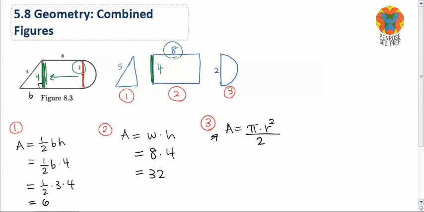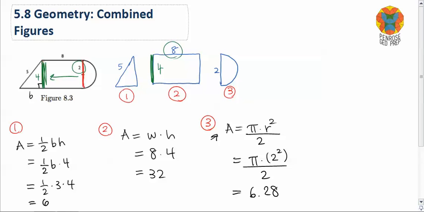So we've already discussed that the radius of the semicircle is 2, so we can just plug that in. Pi times 2 squared over 2. And if you plug this into a calculator, you'll find that this is approximately 6.28. Alright, so now we have the area of these individual figures or shapes.